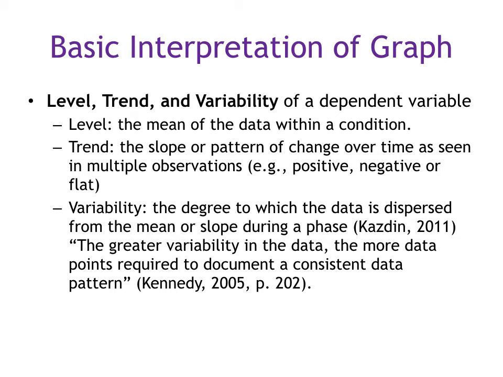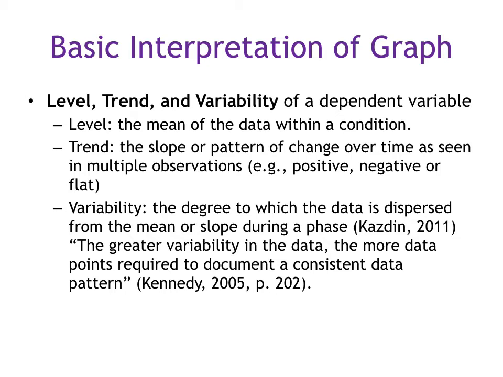Variability is how much the data is fluctuating. We want to see stable data within each condition. So only when you introduce the intervention, the behavior increases or challenging behavior decreases. That's good, but if you see too high variability within a phase, then something is going on, right?